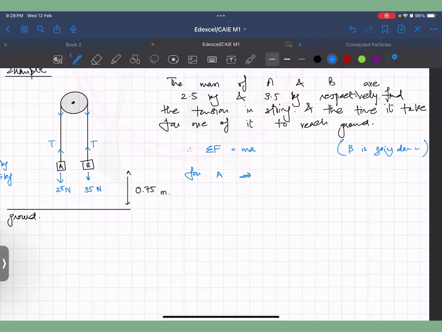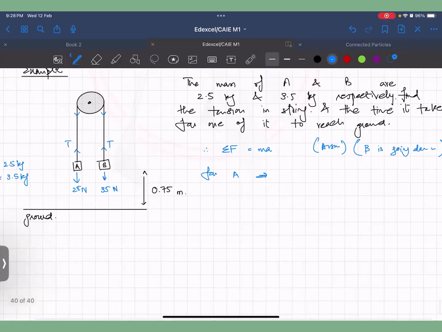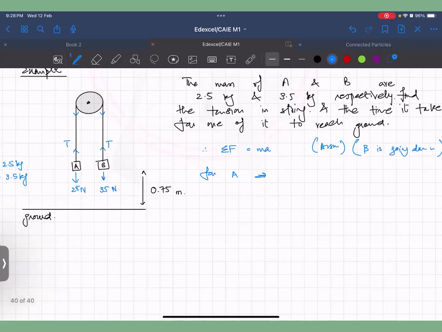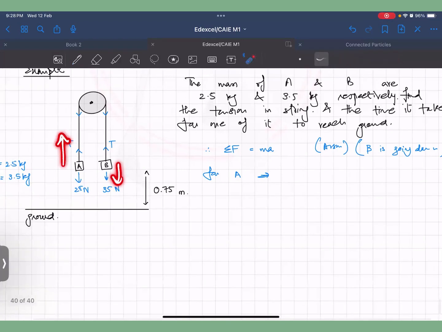This is right now the assumption. So for A, if we know that B is going down, then for F equals ma of A, if B is going down, then A would be going up, isn't it? And if this is going up, then the tension would be greater than the weight. That's why it is going up, because there's a resultant force upwards. So for A, the equation would become T minus 25 is equal to ma, 2.5 times A.